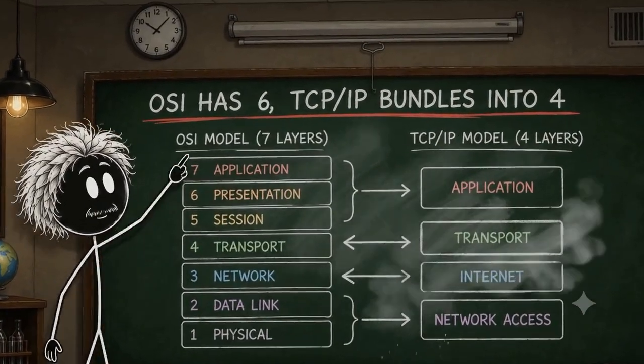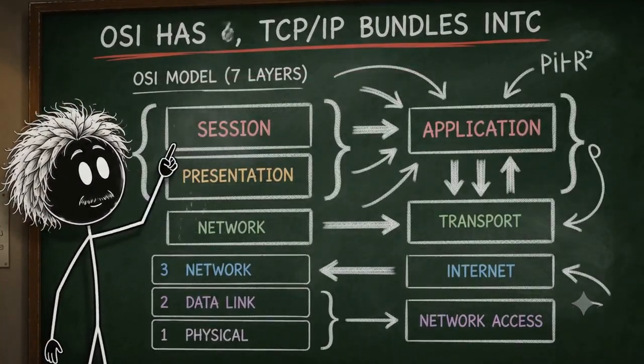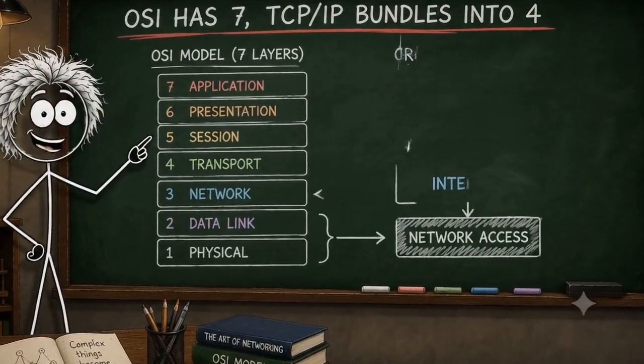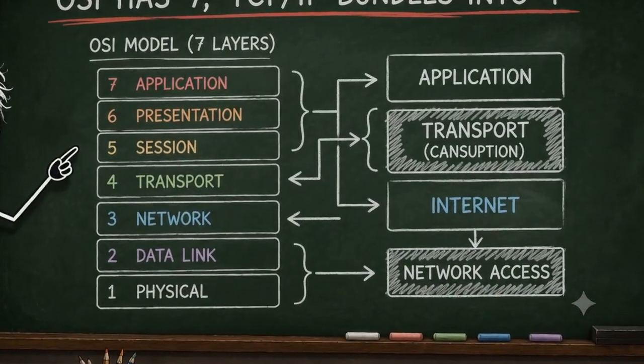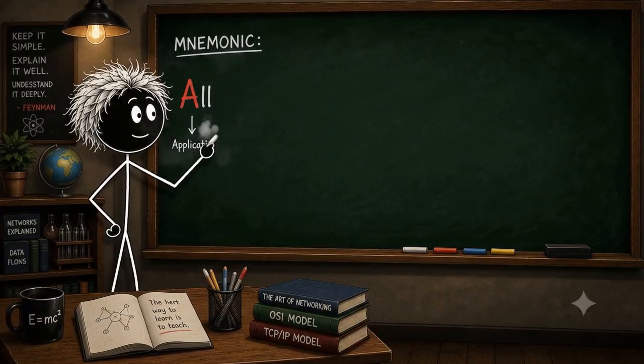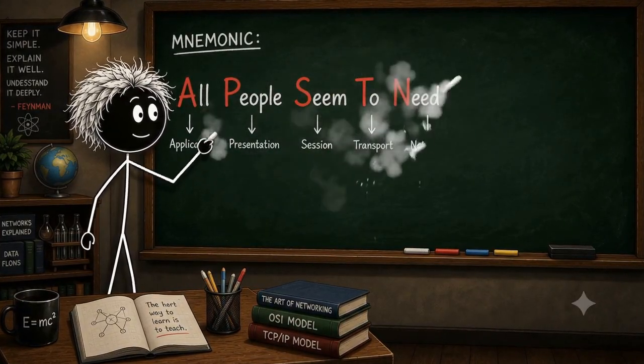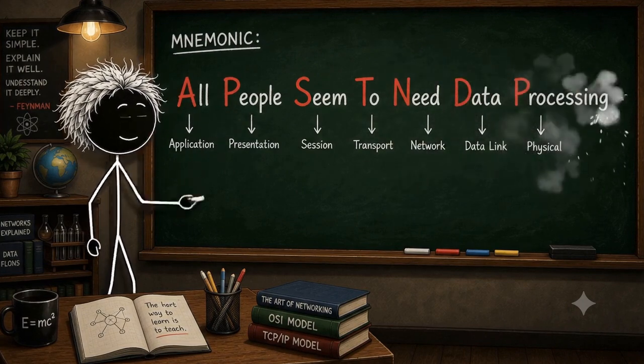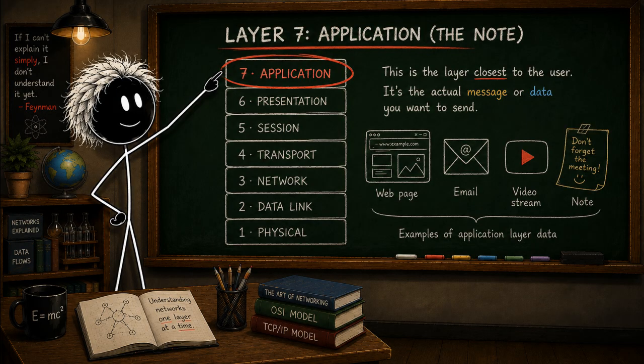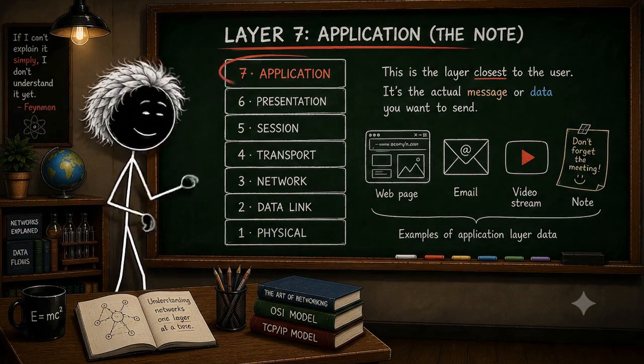Here's a trick to remember the 7 from the top down. All people seem to need data processing. Application, presentation, session, transport, network, data link, physical. Let's walk them, following our package.